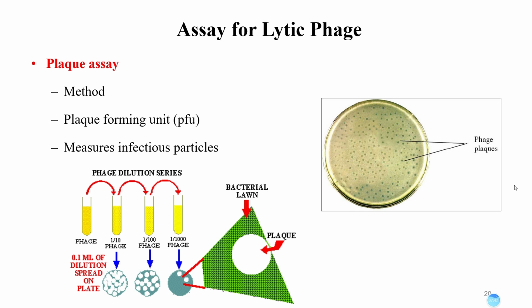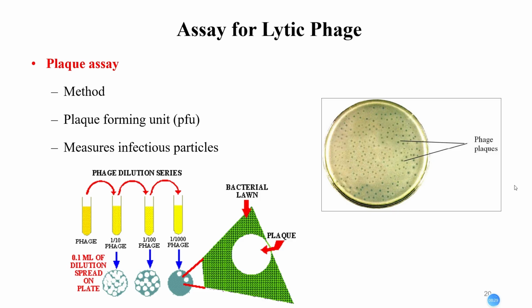So what we do is that we dilute the viral suspension in medium. This medium also contains the host cell, the bacterial cell. Then we make a serial dilution of the viral suspension. So in each dilution, the number of viral particles will be different. Then you plate those suspensions on the surface of the bacterial culture dish.